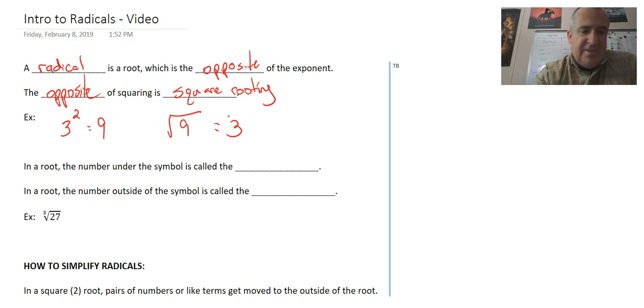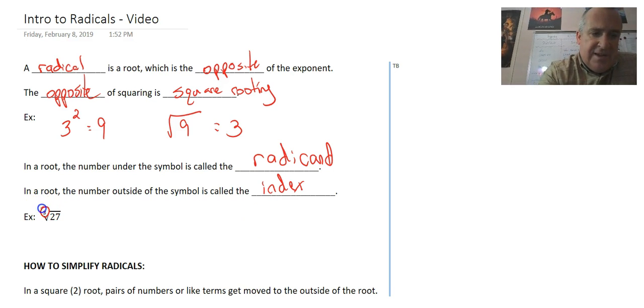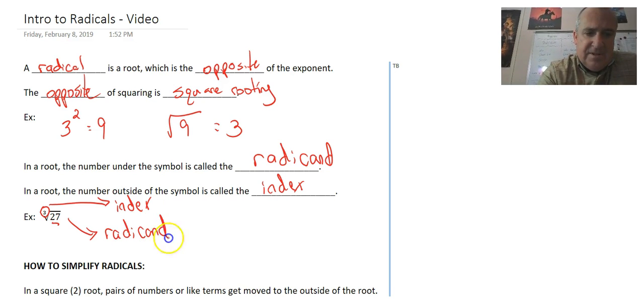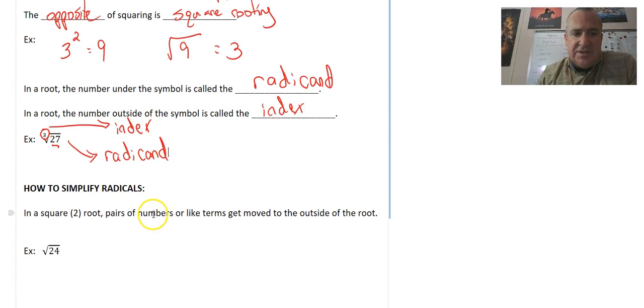In a root, the number under the symbol is called the radicand. So that's a fancy word, radicand. And in a root, the number outside the symbol is called the index. So in this example down here, the 3 is called the index, and the 27 underneath here is called the radicand. All right, so that way we're all on the same page when we start talking about these different definitions.